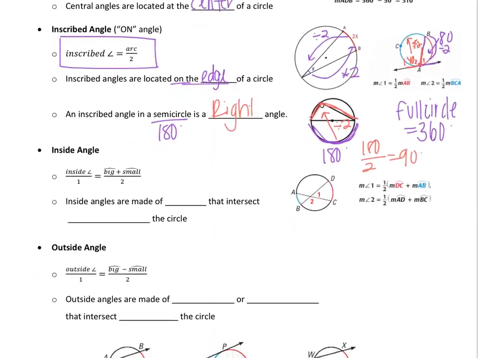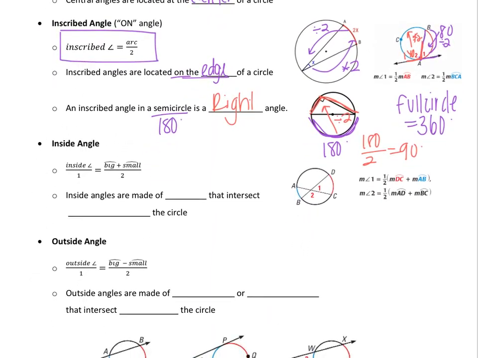Another type of angle that we have is called an inside angle because it's located on the inside of a circle. Our formula, again, something you have to memorize, is inside angle over 1 equals big arc plus small arc over 2. So if you take a look at angle 1 here, it's an inside angle. It's not central because there's no center point that it's located at. And we have angle 1 opening up to arc DC. This will be our big arc. It looks bigger. Then, if you look at the back side of angle 1, it opens up to arc AB. So this would be our small arc. Inside angles are made of chords that intersect inside the circle.